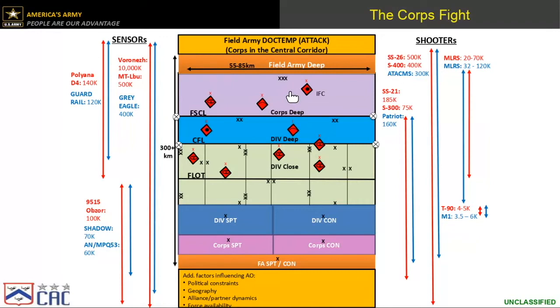The placement of the FSCL is a key consideration for deconflicting operations in the deep area. It supports common objectives within the AO, beyond which all fires must be coordinated with affected commanders prior to engagement. Short of the line, all fires must be coordinated with the establishing commander prior to engagement. The Corps coordinates for and controls fires in the area between the FLOT, or the forward line of troops, and the Fire Support Coordination Line.